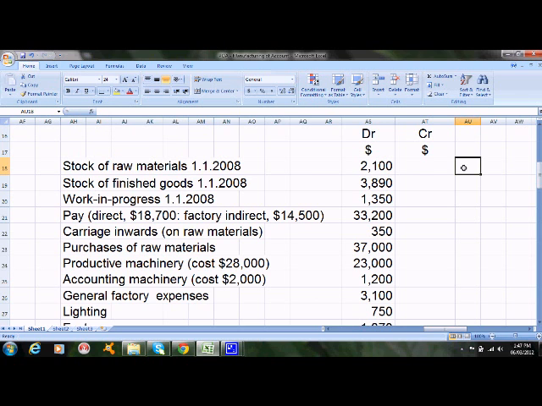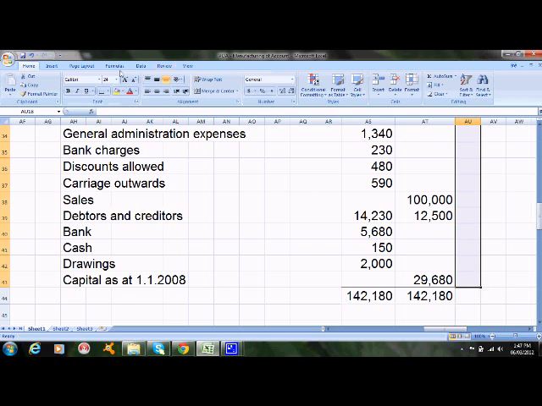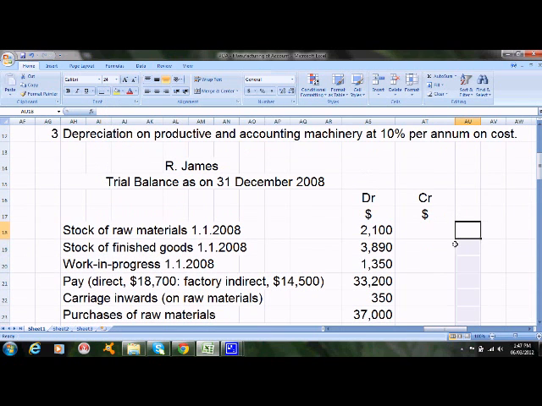This is one area where we all struggle at some point in time. So now, stock of raw materials. Stock of raw materials goes into the manufacturing account only. Stock of finished goods will go into the trading performance account and the balance sheet, so T and B. Work in progress will go into the manufacturing account, the opening one and then the closing one. These things will go into the manufacturing account.